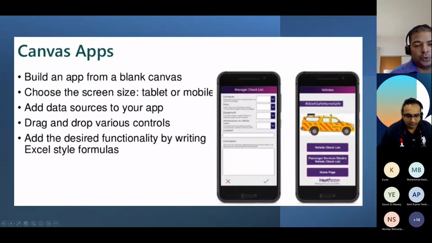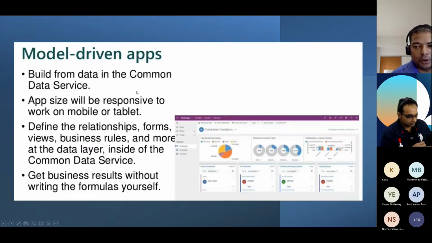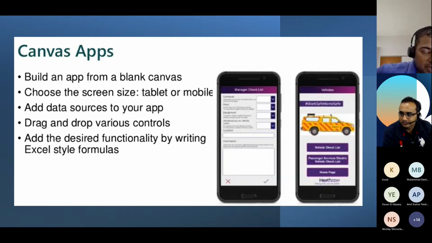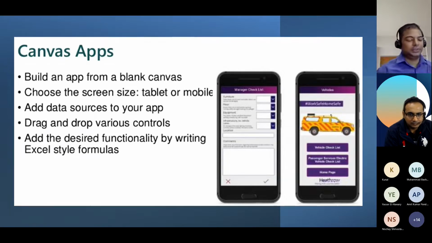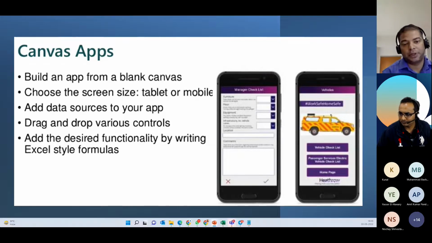Okay, let me go back to my slide. Once we understand Power Apps, we generally have the Canvas app and the model driven app. Canvas means you just take a canvas and draw whatever you want to do. Similarly, Microsoft gives you a blank canvas, and based on your need, you can build it from scratch. Choose the screen type, whether mobile or tablet, and based on that it will give you the details.